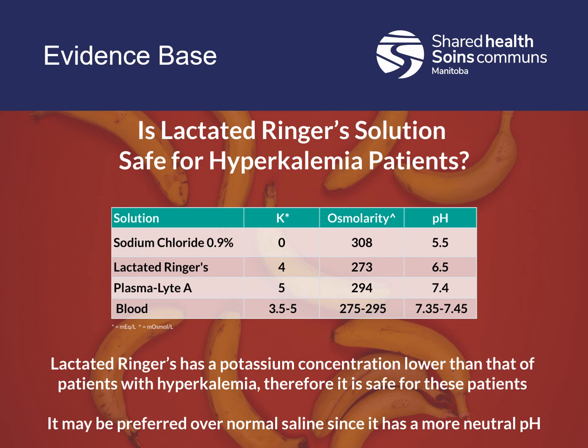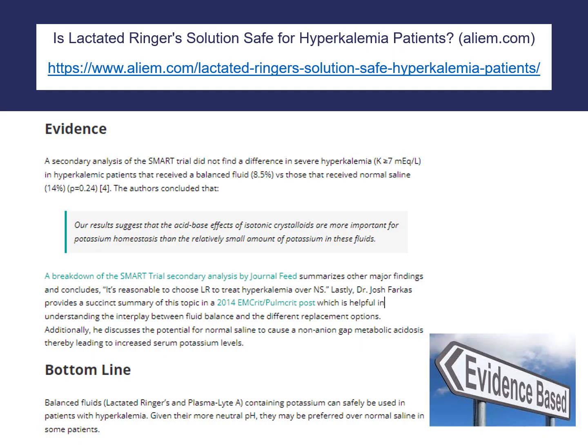Despite containing potassium, these fluids will still decrease the serum potassium level of a hyperkalemic patient. This is because the potassium concentration of the fluid is lower relative to the patient's serum potassium level, and dramatically lower than the patient's intracellular potassium concentration. So the results suggest that the acid-base effects of an isotonic crystalloid are more important for potassium homeostasis than the relatively small amount of potassium in these fluids. So if you have more questions, I would highly recommend that you look up this evidence-based paper.